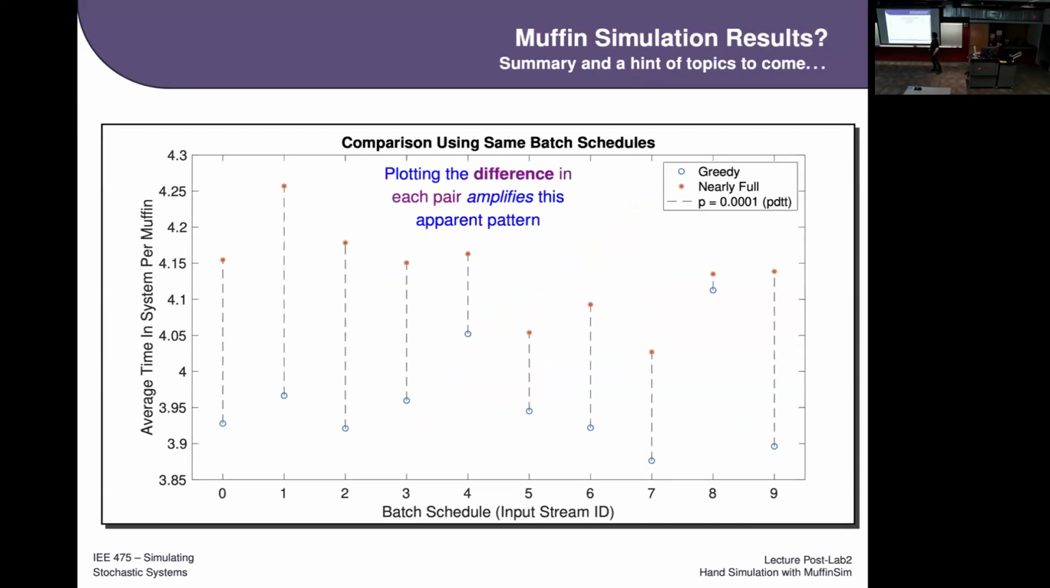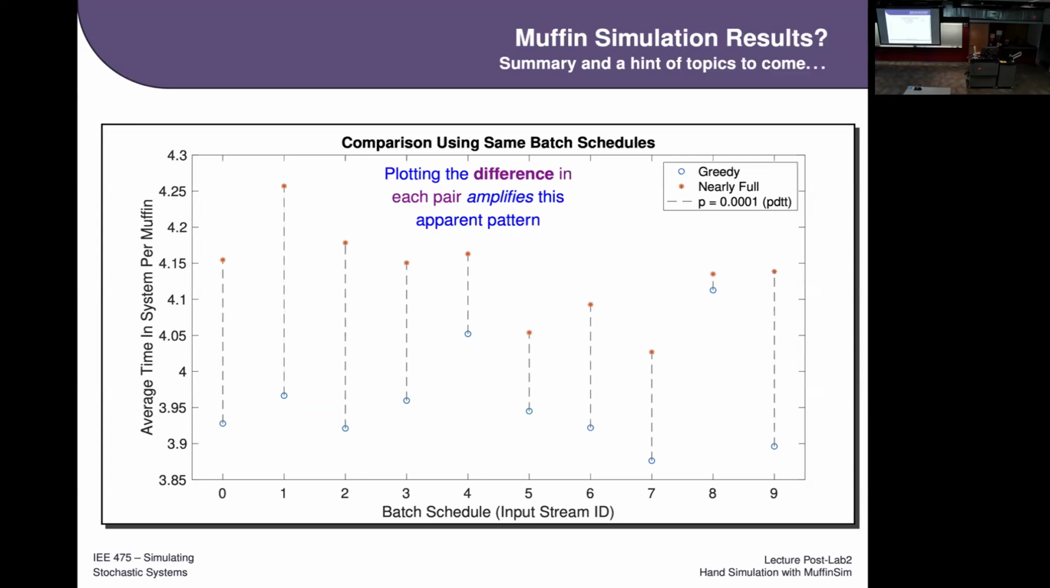And I'm going to take each one of those, and here, this is the end of your ASU ID, there's the nearly full strategy, here is the greedy strategy, and here's the difference between them. So this is another common way to plot paired difference t-tests in this direction. And what we notice when we plot it this way is that the red dots are almost always, in fact, in this case, always above the blue dots.